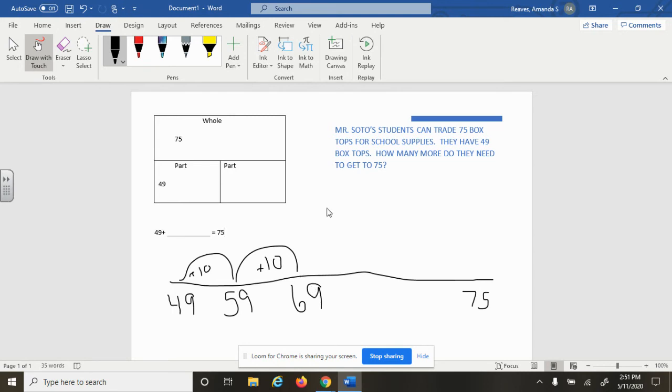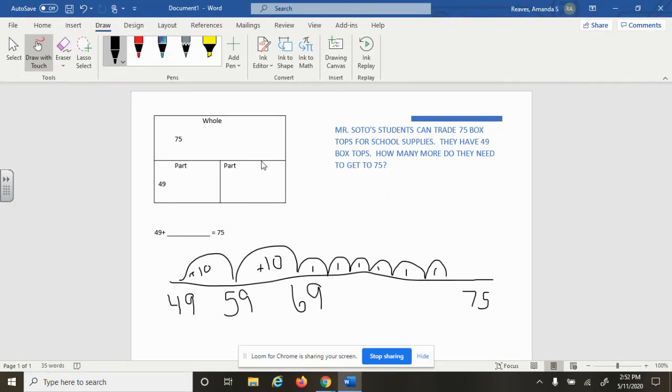Now, if we have 69 and we add 10 more, it's going to go to 79, and that's too large. So the students know that it's time for us to switch. Instead of jumping by tens, we're going to jump by ones. So 70, 71, 72, 73, 74, 75. And these are all just little jumps of 1. We can double check our number line. 49 plus 10 is 59. 59 plus 10 is 69. 70, 71, 72, 73, 74, 75.